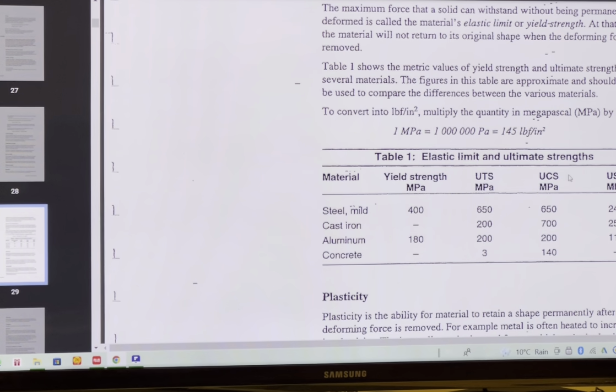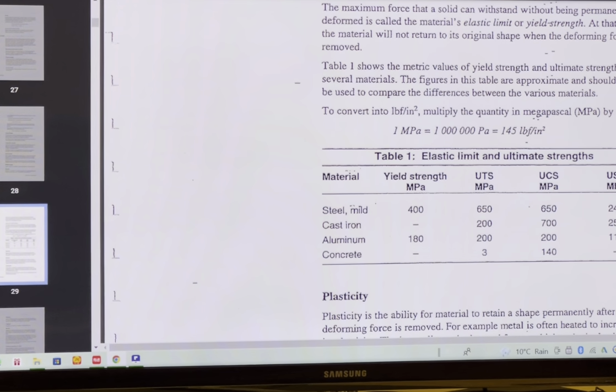These three abbreviations are among the many abbreviations in industrial engineering. If you write your Red Seal examination, you should remember UTS, ultimate tensile strength, UCS, ultimate compressive stress, and USS, ultimate shear stress.